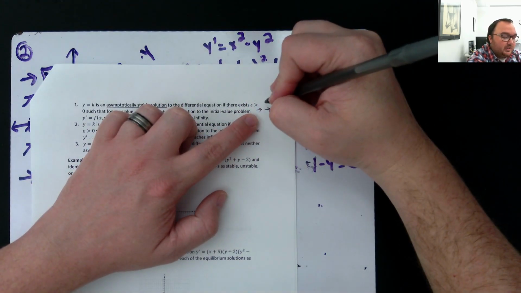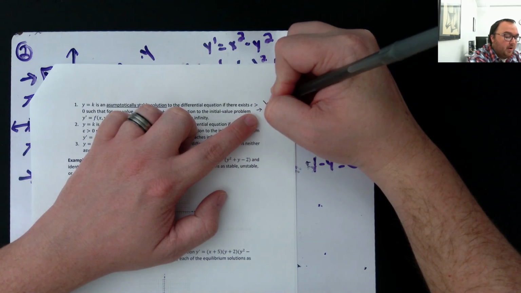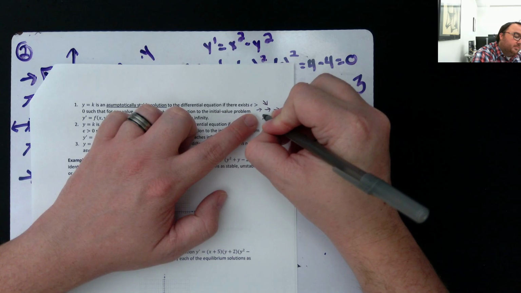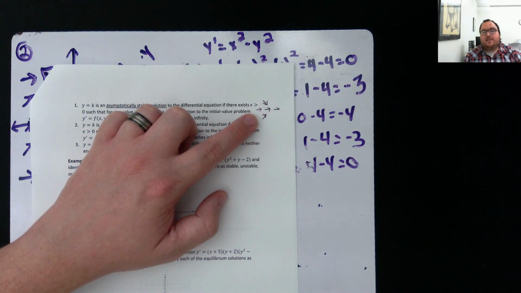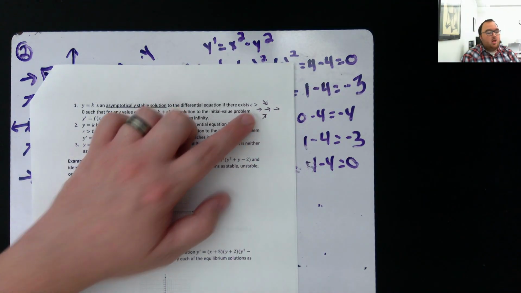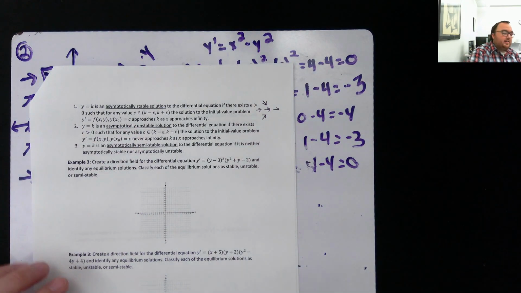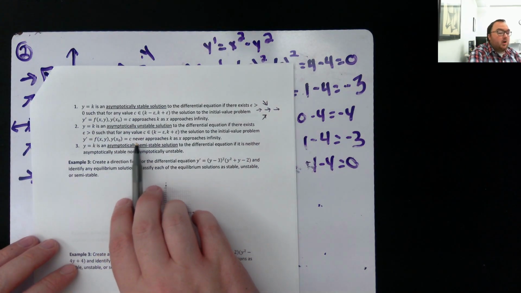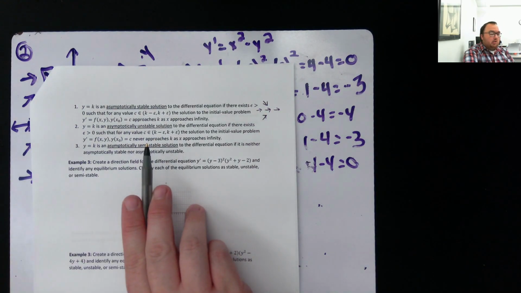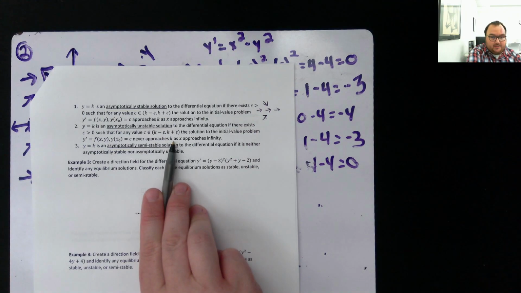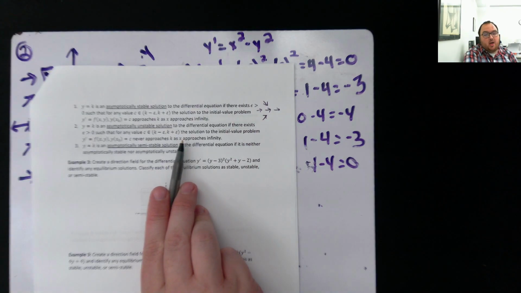It's that on either side, I'm approaching it. So above it, I'm pointing down. Below it, I'm pointing up. That's when it's stable. We also have unstable. And what this means is it never approaches my constant as I go really far to the right.